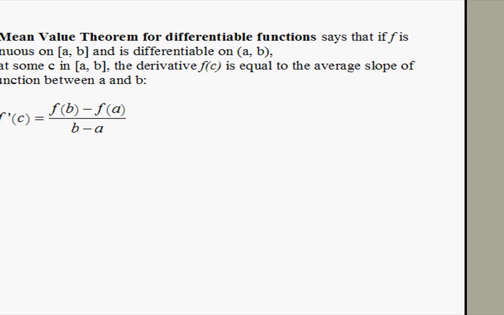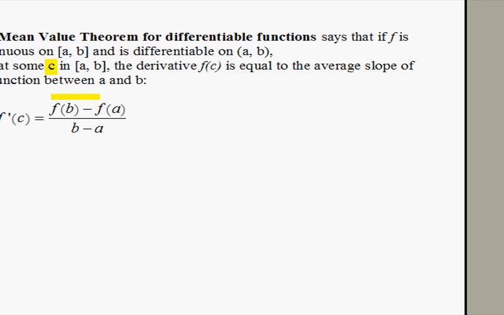So I'm going to start with the mean value theorem for differentiable functions, and this has to do with getting speeding tickets. The statement of the mean value theorem here is that if f is continuous on some interval a, b, and is differentiable on the open interval a, b, then there's some value of x, which I'm calling c. It's some value of x in this interval a, b, where the derivative is equal to the average slope of the function.